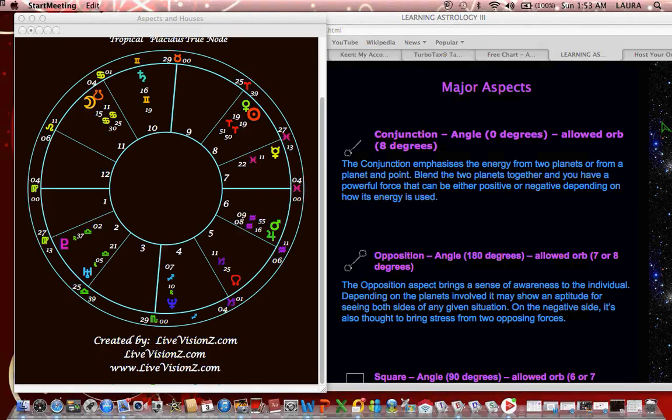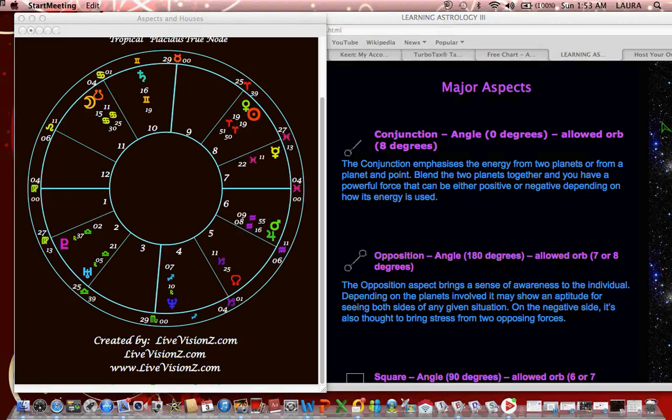A lot of people are confused as to how to spot an aspect and how to recognize what an aspect is. And they're not sure because everybody differs on orbs and how that all works. Well, I'm going to explain a little bit of that to you today.